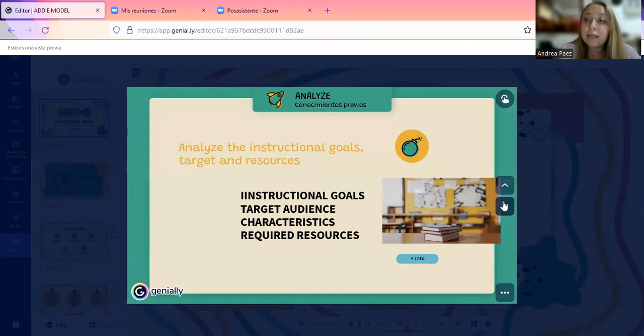The second, the target audience characteristics, is to analyze the previous knowledge, the skills, the experience, the motivations, and so on. And finally, the required resources are, for example, content, technology, facilities, and human resources.